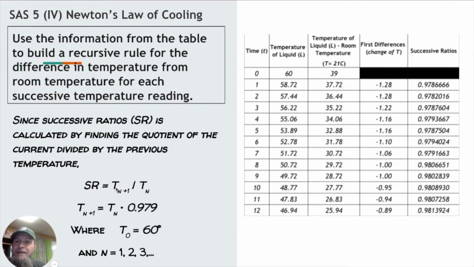Successive ratio is the temperature currently divided by the temperature 1 minute before. And we can do math. Since we know the successive ratio is around 0.979, the new temperature equals the old temperature times 0.979, where the original temperature is 60 degrees and n increases by 1 starting at 1.